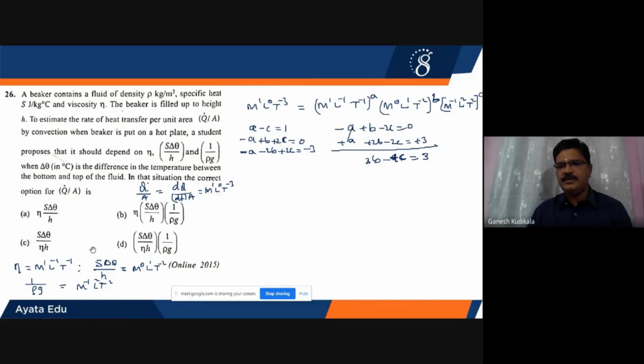On subtracting, this will become negative. This is positive, this is positive here. This is positive, this is negative. Therefore, these two will get cancelled. These two will get cancelled. Therefore, the B value will be, and this is 3. So therefore, 3B will be equal to 3 and B will be equal to 1. This C gets cancelled.